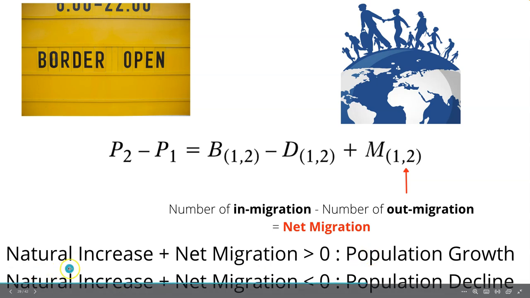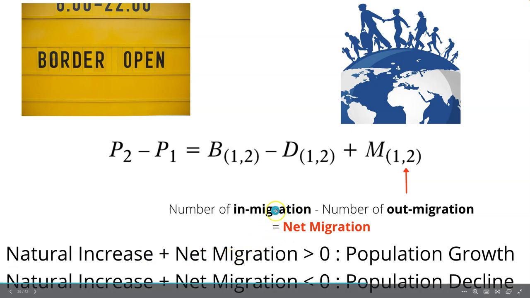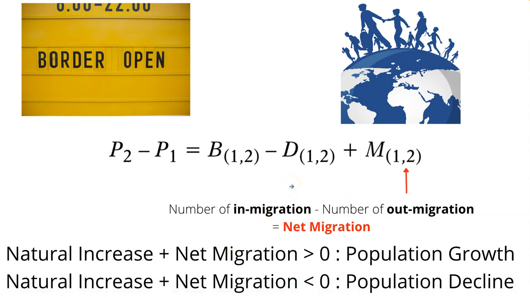However, if the natural increase plus the net migration is smaller than 0, which is a minus number, that means there was a population decline in that period of time. So in simple calculation, the more births and the more in-migration, there should be an increase of the population in the area. If there is a negative number, that is the decline of the population.